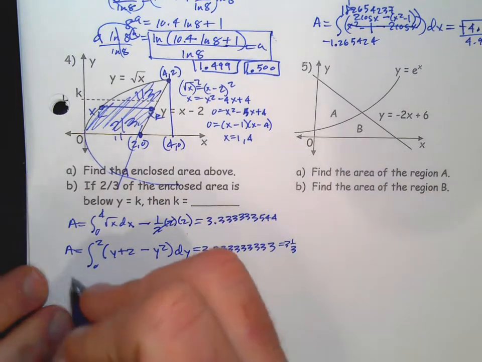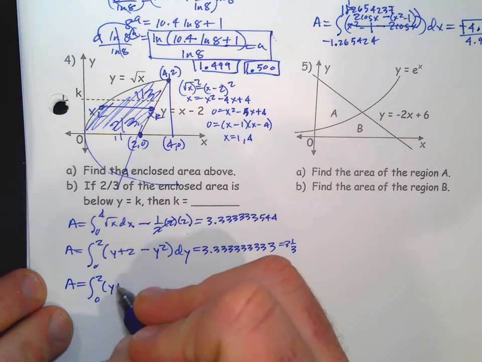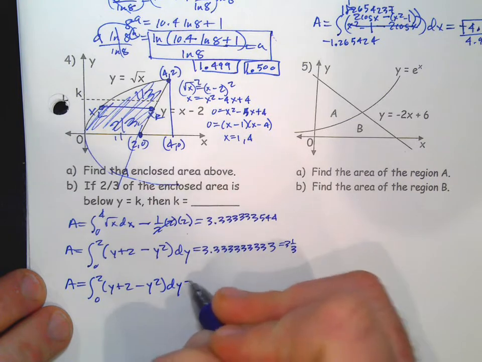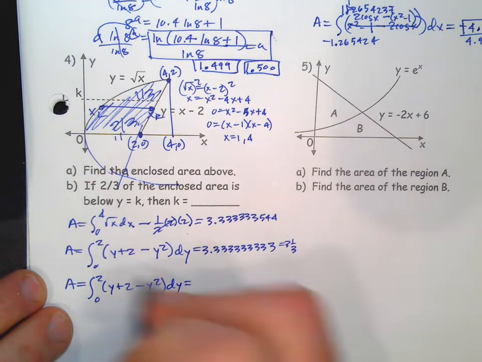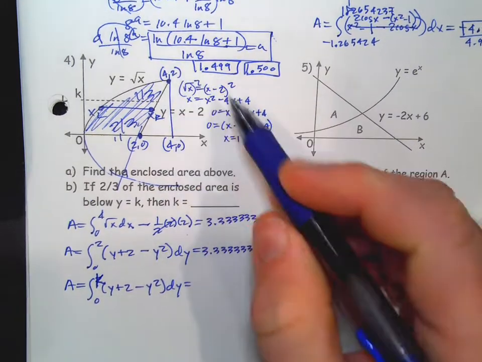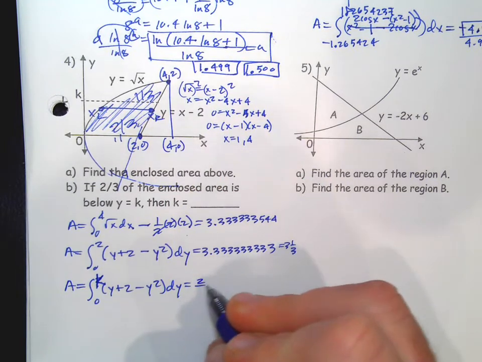Now, what we want to do is we want to take horizontal slices. So that's why doing this for the first part might have been beneficial because you're going to have to do it anyways. And we're going to go 0 to k or k to 2. I always like to go 0 to k. And it should be 2/3 of this area.